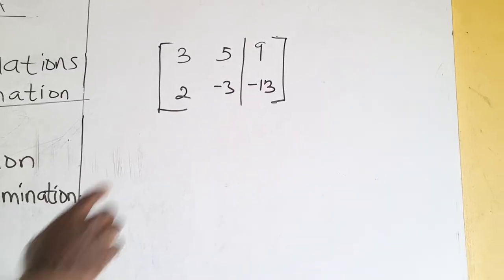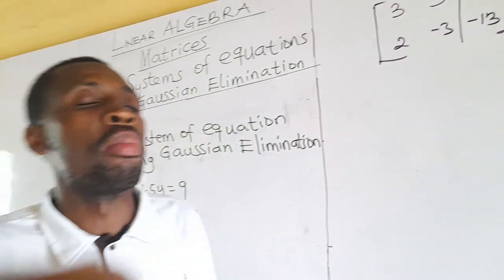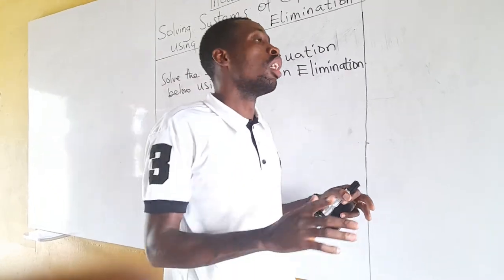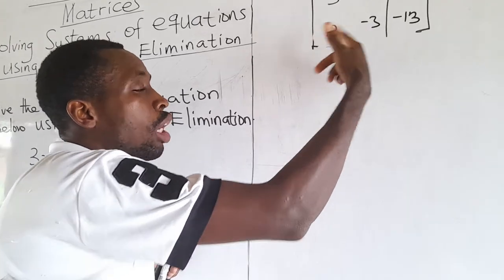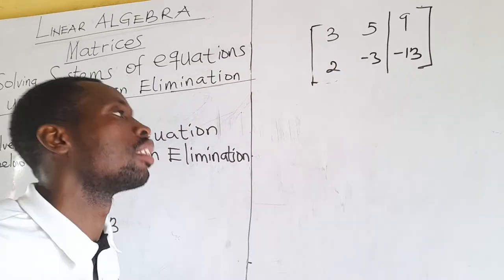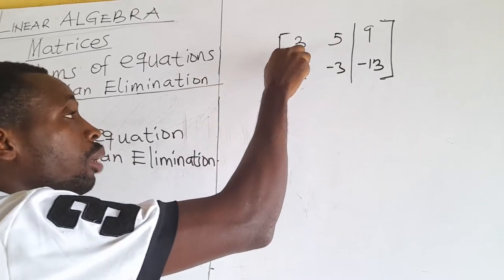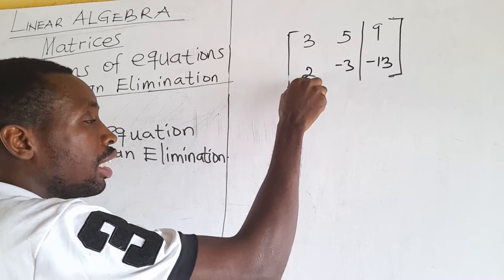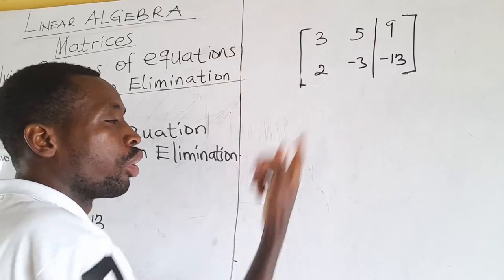So, first, you may know the method somewhere, but what I usually do, and I implore you to do that, is to reduce the entries below the principal diagonal to 0 first. So how do I make this 0? If I multiply this by 2, 3 times 2 is 6, and I multiply this by 3 is 6, then if I subtract, I'll get 0 here.